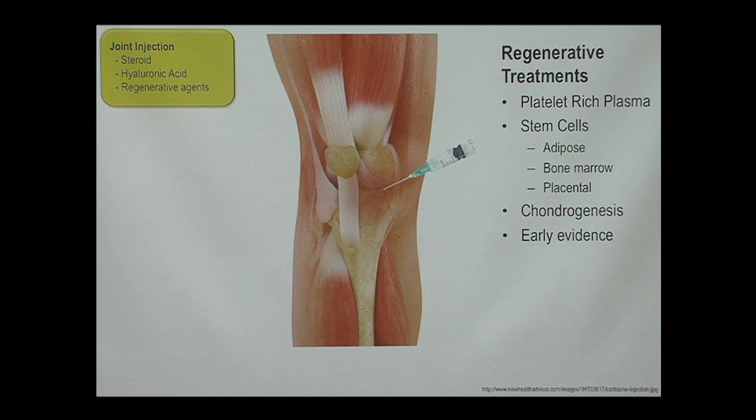Stem cells are another option, and there are a variety of types of stem cells, so they can be derived from fat or adipose tissue, from bone marrow, and actually from placental fluid as well. And again, the idea here is that we're trying to promote chondrogenesis, or regrowth of the cells that produce cartilage within joints. So these options are available, they're out there.